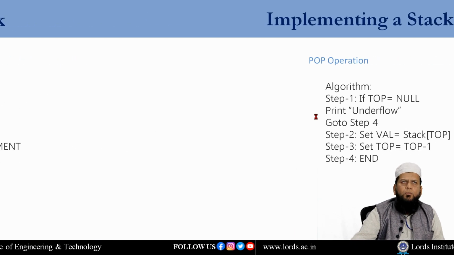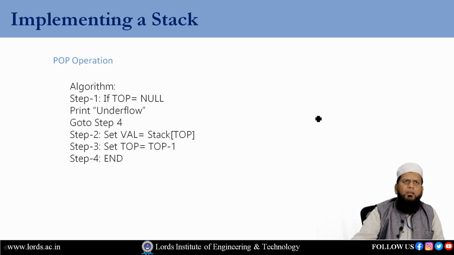Similarly, we can perform the pop operation. Before performing the pop operation, what do we have to check? We have to check whether the stack is empty or not. Why? Because if the stack is empty, we cannot remove any element from the stack. For that purpose, we check whether top is equal to null. If top is equal to null, it means there is no more element in the stack. So we simply print a message, stack underflow, and then exit from the program, that is, go to step number 4, that is end.